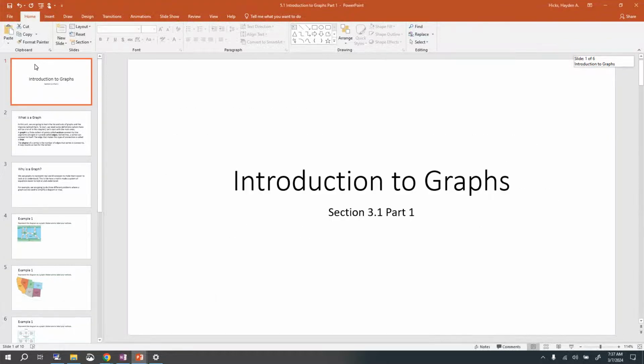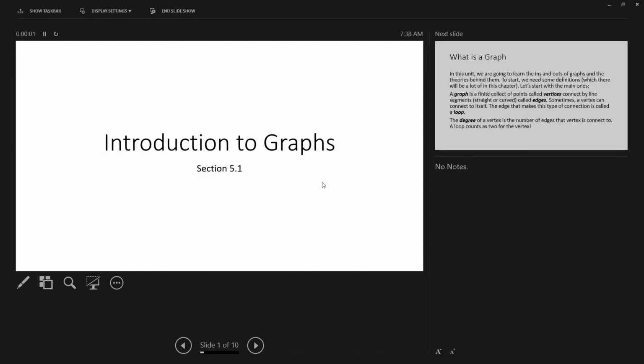Okay, so this is actually 5.1. Let's get started. Now, what we're going to be doing, I told you it was going to get a little easier, right? After the simplex method.